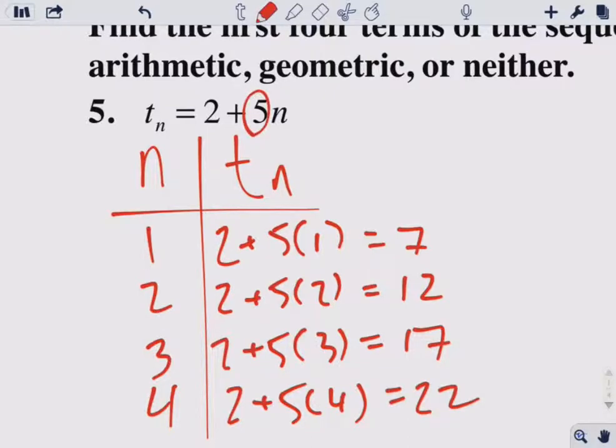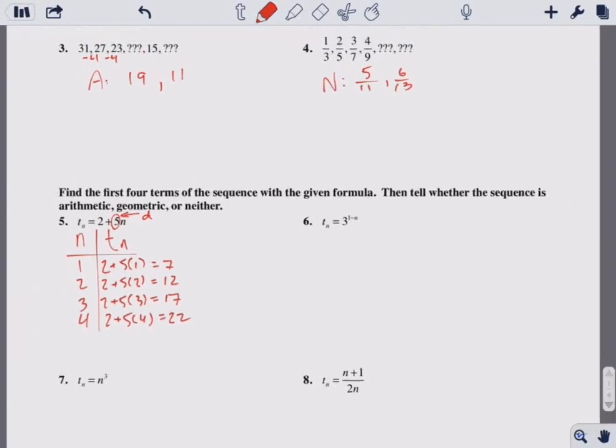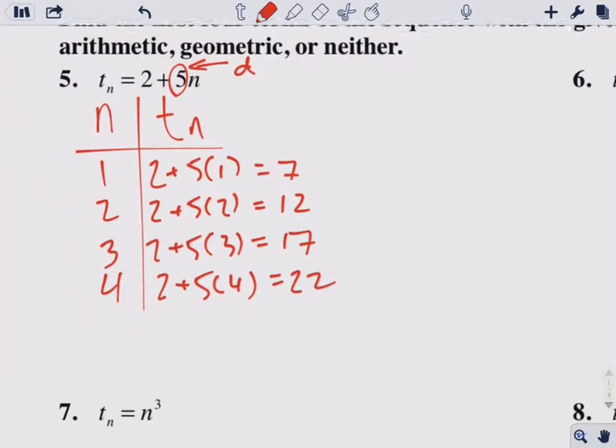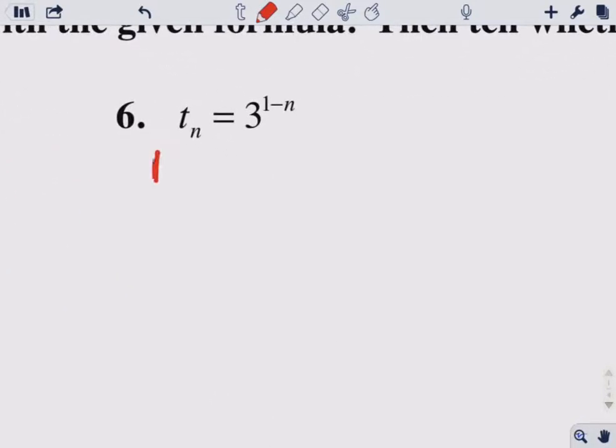Note, that's how much we change by. That's equal to d, and so that makes it easy to do. We can figure out the next ones. Okay, arithmetic, geometric, or neither. That's arithmetic.